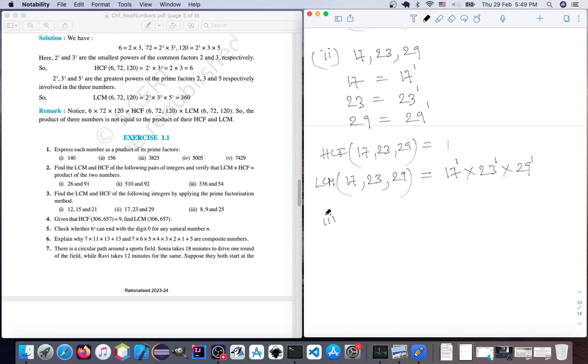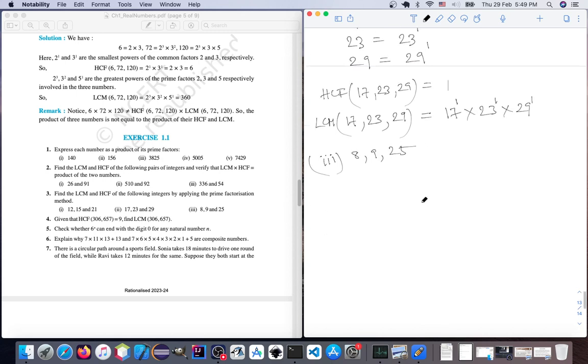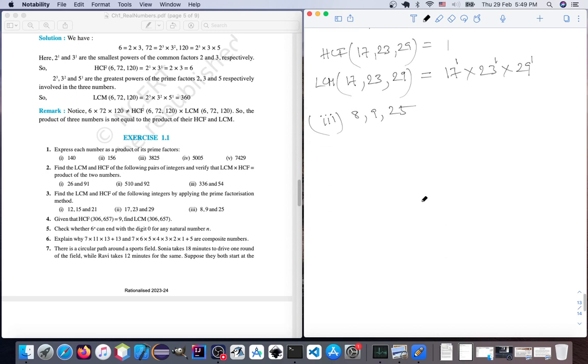Number 3: 8, 9, 25. This will be the same as 2 because 8 is 2 into 2 into 2, that is 2 cubed. 9 is 3 into 3, that is 3 squared. 25 is 5 into 5, that is 5 squared.